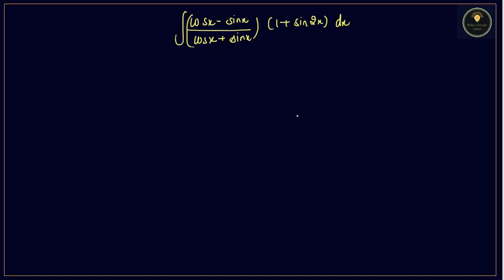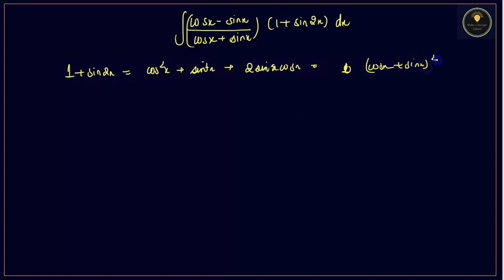Here we have the integration of (cos x minus sin x) upon (cos x plus sin x), and we are multiplying it by (1 plus sin 2x). So we can write 1 plus sin 2x as cos squared x plus sin squared x plus 2 sin x cos x, which is equal to (cos x plus sin x) the whole squared.